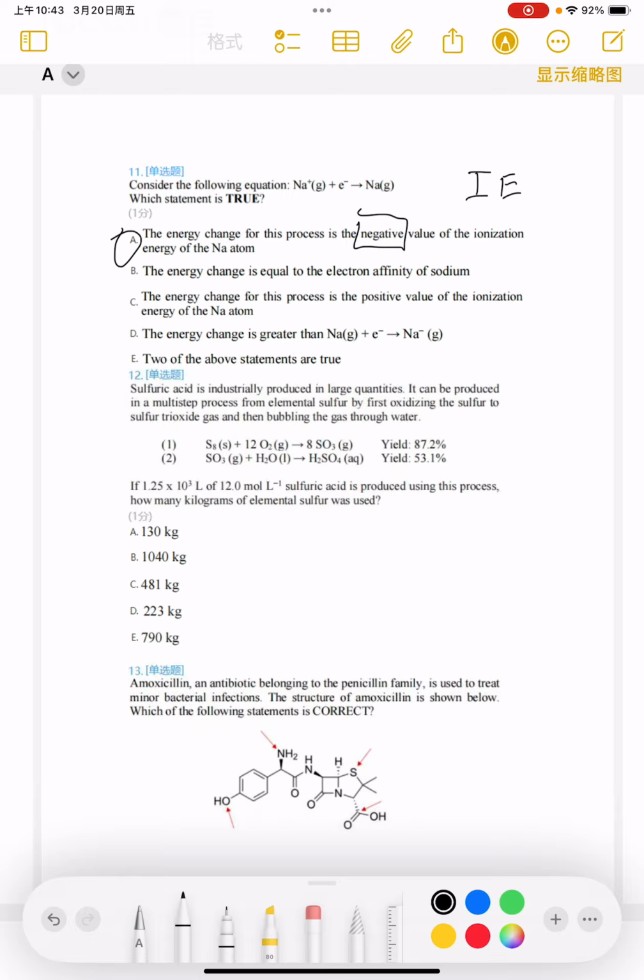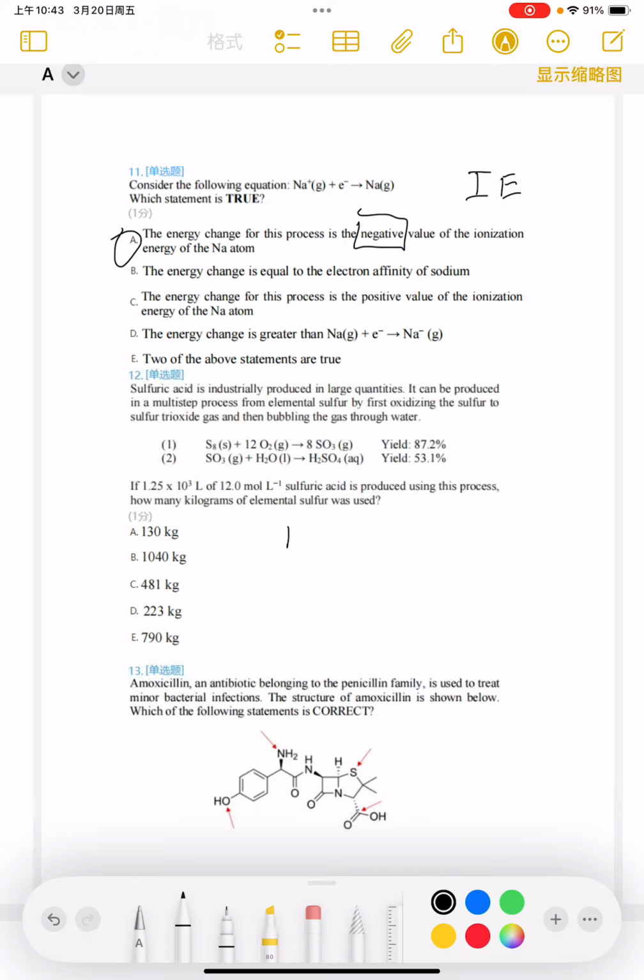We are given that sulfuric acid is industrially produced in large quantities. It can be produced in a multi-step process from elemental sulfur by first oxidizing the sulfur to sulfur trioxide gas and then bubbling it into water. So they've given us two equations, and they've also given us the yield rate. Now they ask: if this many liters of sulfuric acid is produced using this process, how many kilograms of elemental sulfur was used?